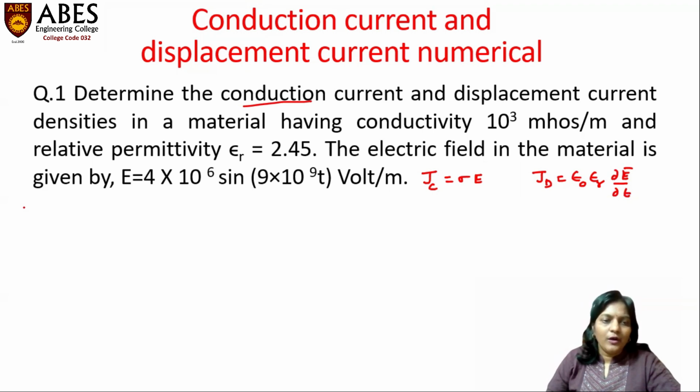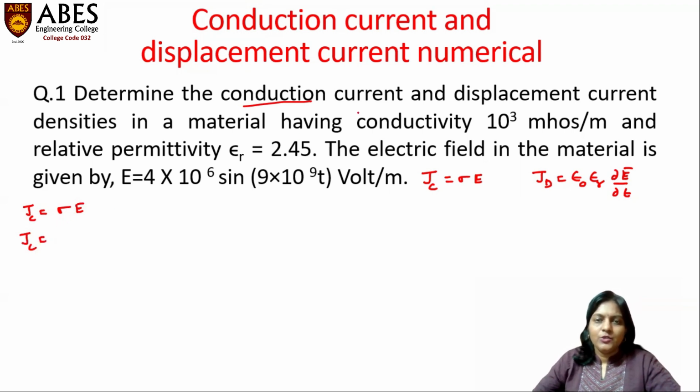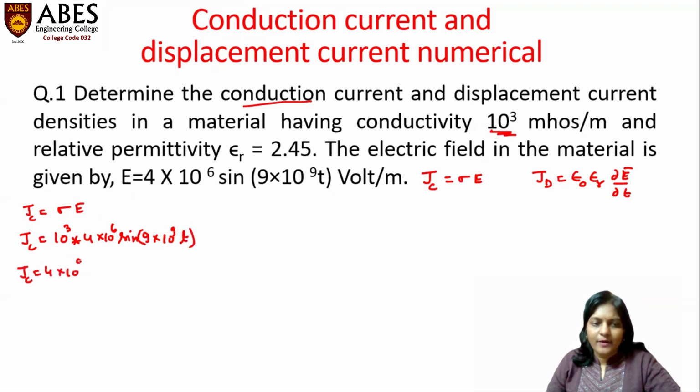So first of all, how we will calculate Jc? Sigma E, where this sigma is the conductivity. So conductivity is 10 to the power 3. And this is the electric field, 4 into 10 to the power 6 sine 9 into 10 to the power 9 into t. So Jc will be 4 into 10 to the power 9 sine of 9 into 10 to the power 9 into t ampere per meter square. This is the solution for Jc.